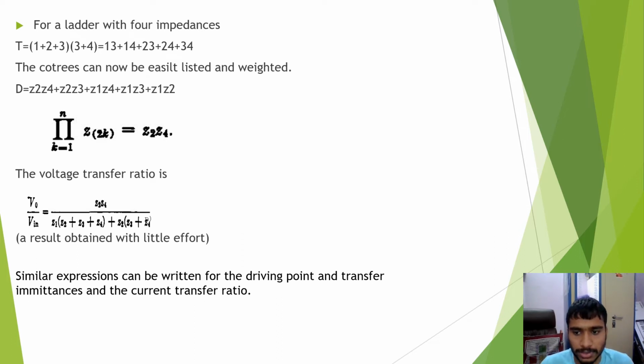For a ladder with four impedances, P is equal to 1 plus 2 plus 3 into 3 plus 4, which is equal to 3 plus 13 plus 14 plus 23 plus 24 plus 34. The quotients can now be easily listed and weighed. D is equal to Z2 Z4 plus Z2 Z3 plus Z1 Z4 plus Z1 Z3 plus Z1 Z2. Summation K equals 1 to N of Z bracket 2K is equal to Z2 Z4.